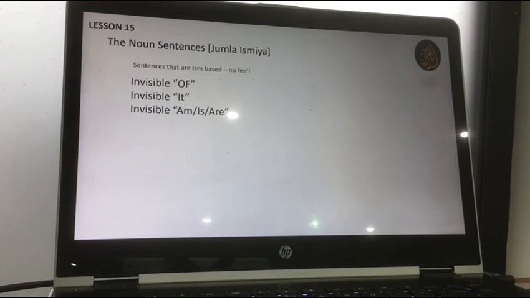Now, in the noun sentence, we have to find out where the invisible is, and we gave some clues. Where do you put an is? Because when you translate something in Arabic, you need to know why. To make a noun sentence, where do you put an is? Why should I put are? You need to know these things.